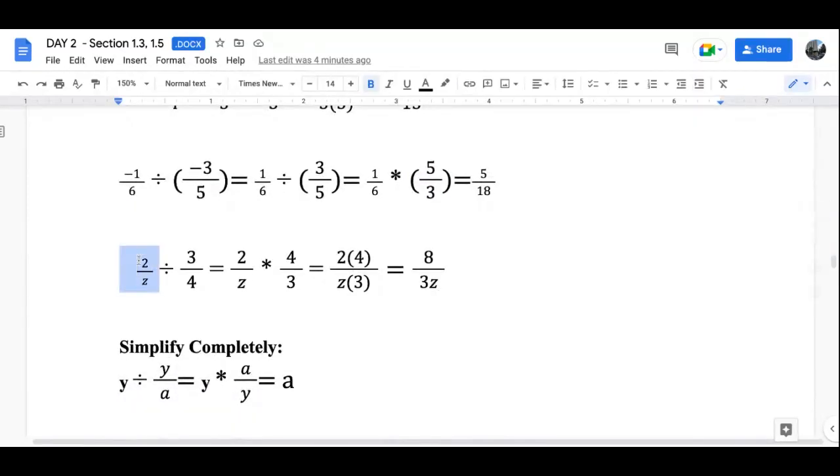Let's see this one. We have 2 over z divided by 3 over 4. We change it to 2 over z multiplied by 4 over 3, flipping 3 over 4 to 4 over 3. Then we multiply numerator with numerator, we get 8. Denominator with denominator, we get 3z.